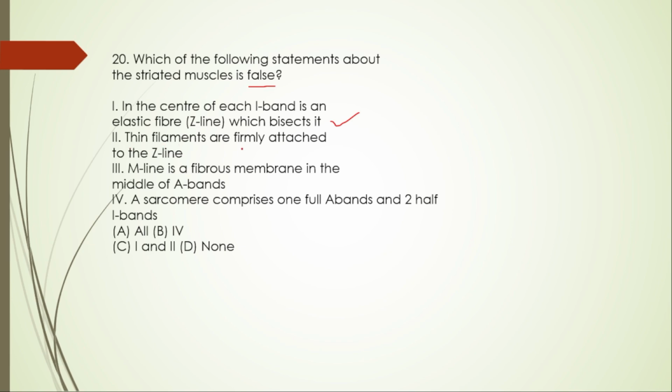Second one, thin filaments are firmly attached to the Z lines. This one is also right. Third one, M line is a fibrous membrane in the middle of the A band. This one is also right. And then fourth one, a sarcomere comprises one full A band and two half I bands. Yes, this one is also right. So none of them are false. That's what the right option is, none.